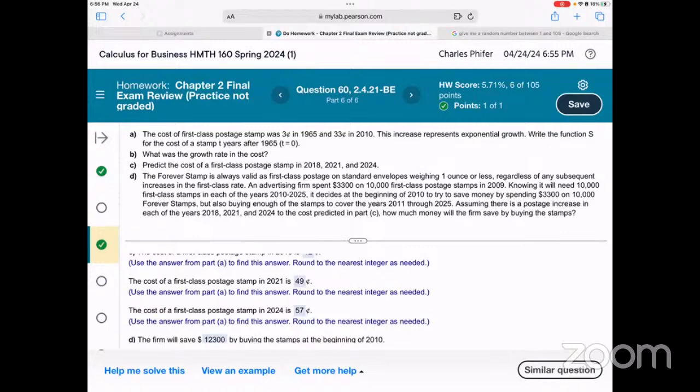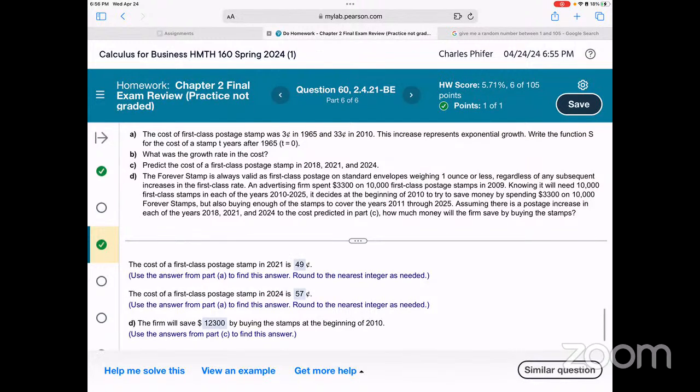And then the last one, so they're trying to see how much money they save if they buy these forever stamps that don't increase in price. So if they bought all their stamps to go from 2010 to 2025, that's a total of 15 years. And they know that they needed 10,000 stamps each year.